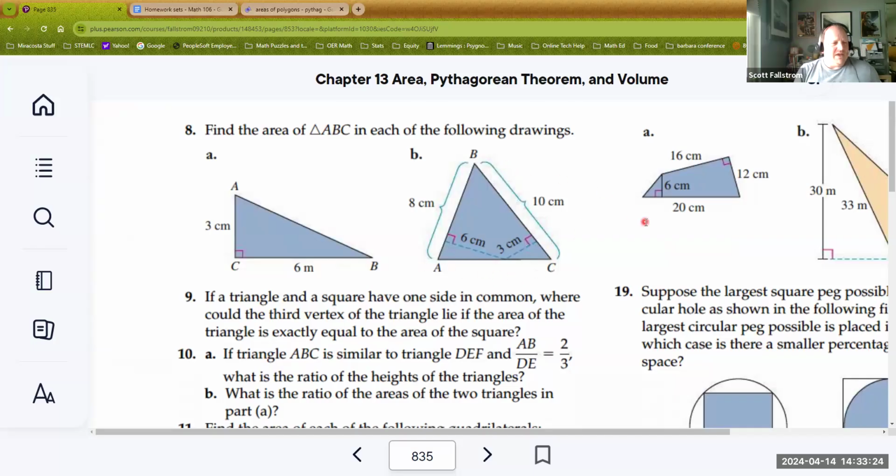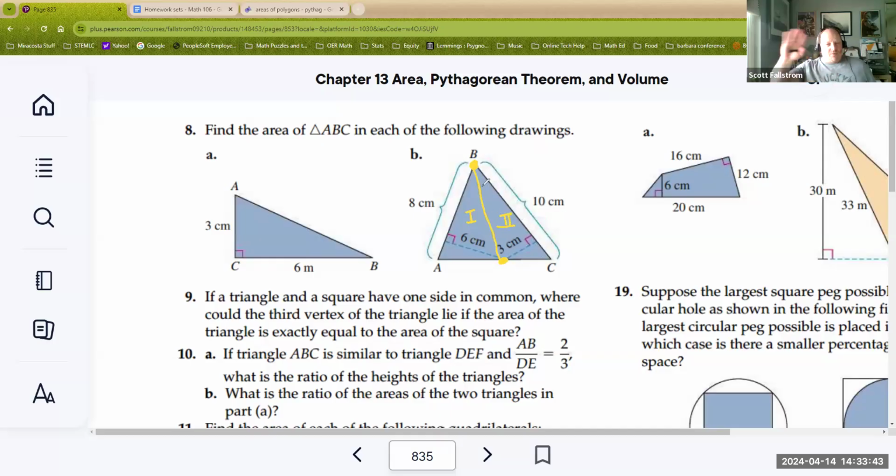For part B, let me see if I can choose the lightest color I have on this. Does that show up okay? That shows up okay. For part B, I'd recommend you draw the line from point B down to this side. And if you need to, then redraw triangle 1 and triangle 2. Separate them. Even rotate them if you need to. Let me show what I mean by that. Let me get a little white space going here.